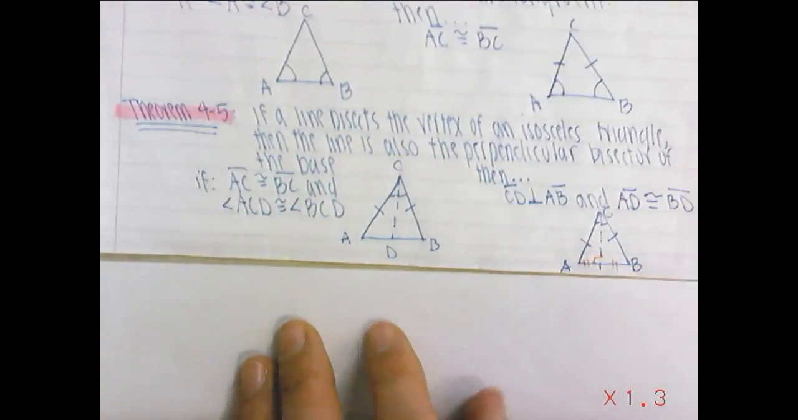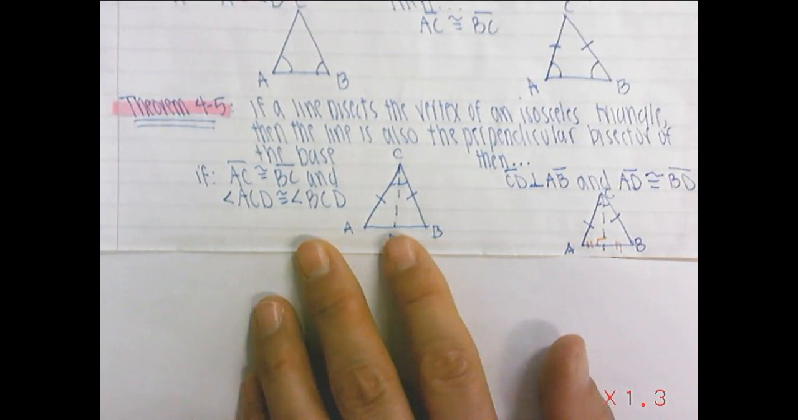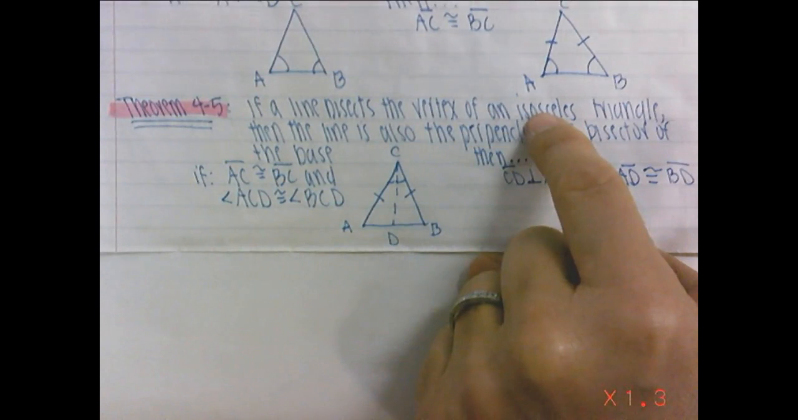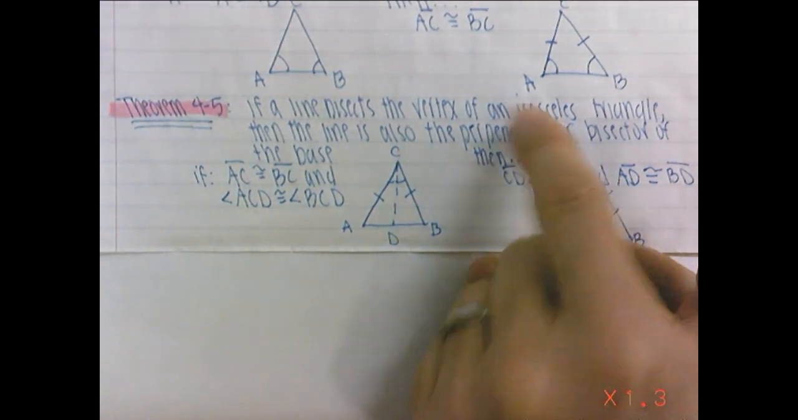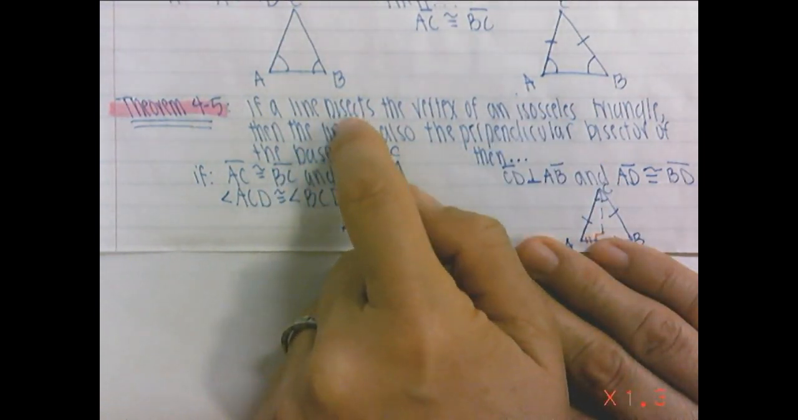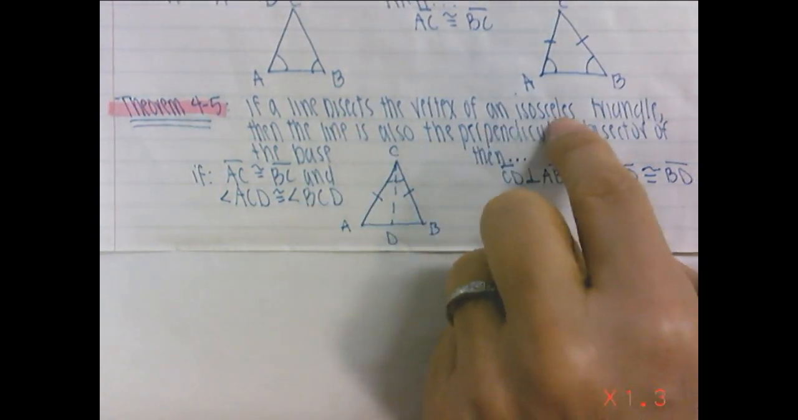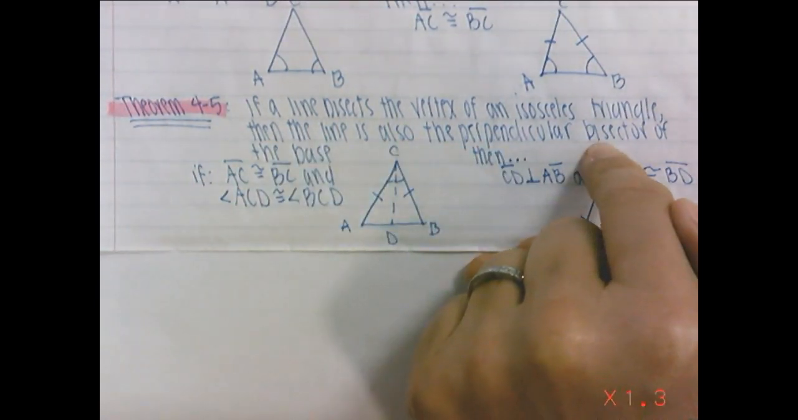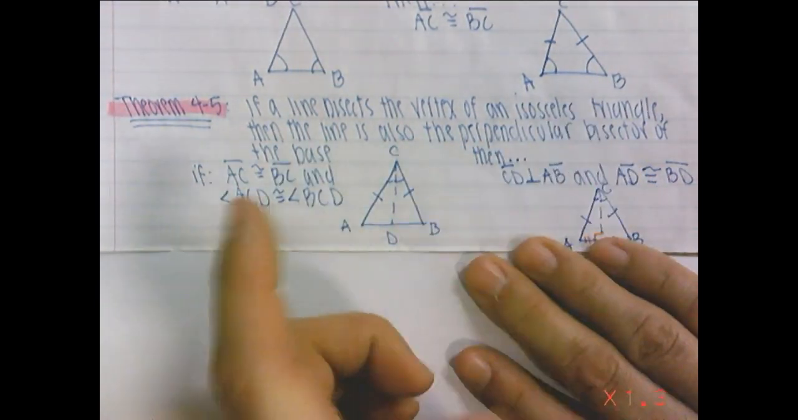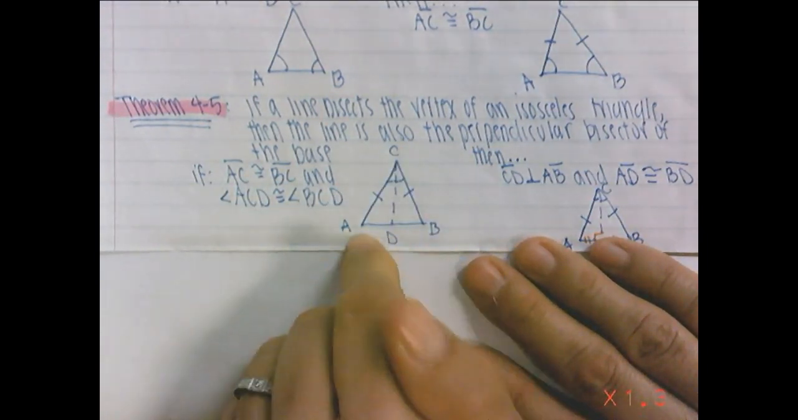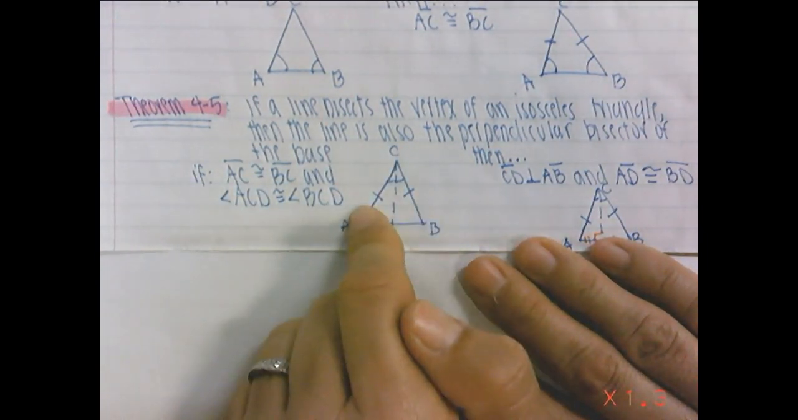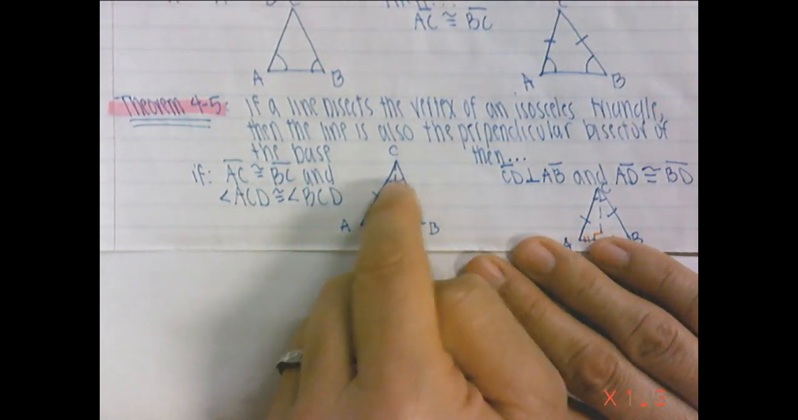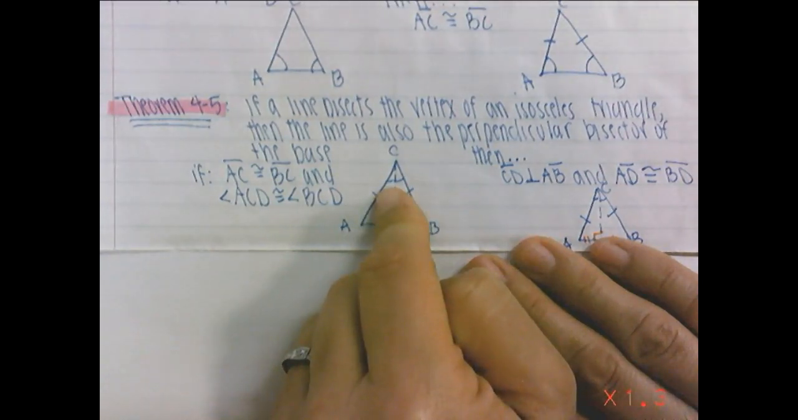Now let's talk about Theorem 4.5. If a line bisects the vertex of an isosceles triangle, so a line bisects it, there's that word again, remember, cuts it perfectly in half, then the line is also the perpendicular bisector of the base. So here we have a triangle. We know it's isosceles because each of these legs are marked congruent. And here's a line that comes down and it bisects it, meaning that because it bisects it, both of these angles are going to be congruent to each other.